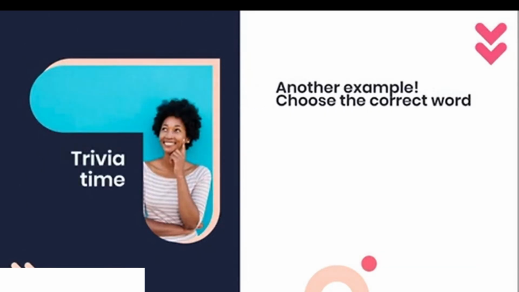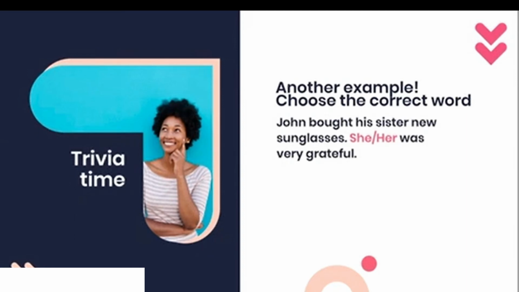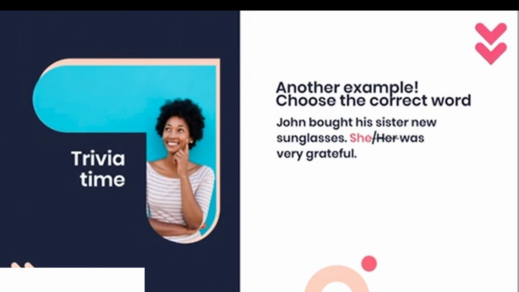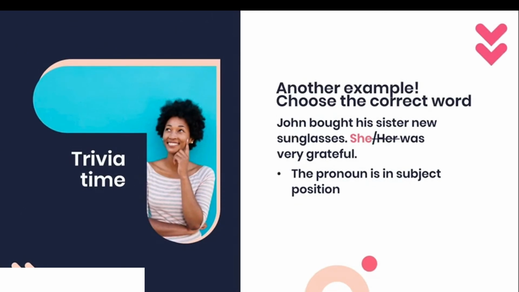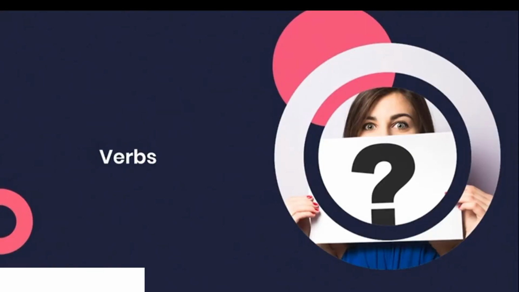Let's try another example. Choose the correct word. John bought his sister new sunglasses. She, or her, was very grateful. It's the subject pronoun, she. Why? Because in this sentence, the pronoun is in the subject position. Remember, the subject is the doer, or in this case, the experiencer. John's sister experiences gratitude.